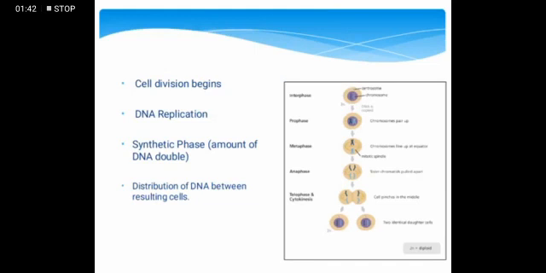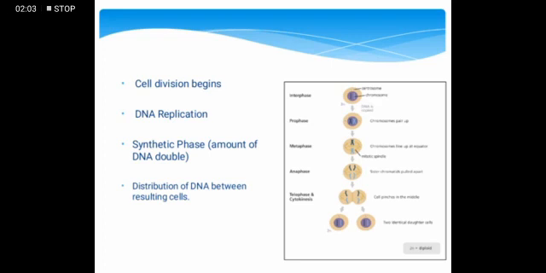Major events in mitosis. Cell division begins, DNA replication occurs, during synthetic phase the amount of DNA doubles, and then there is distribution of DNA between the resulting cells. There are four phases of mitosis: interphase, prophase, metaphase, and anaphase. In the interphase, DNA is copied.